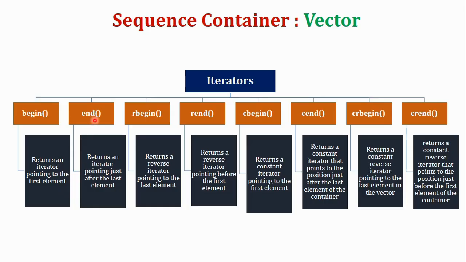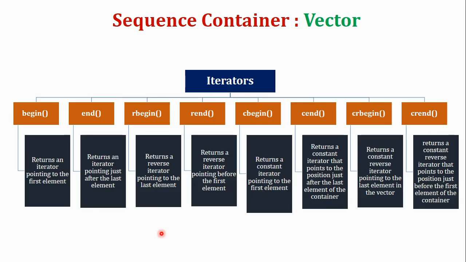And next one is end. It will return the iterator pointing to just after the last element. And next one is rbegin. It will return the reverse iterator pointing to the last element. And next one is rend. It will return the reverse iterator which will point to before the first element. And next one is cbegin. It will return the constant iterator. It will point to the first element.